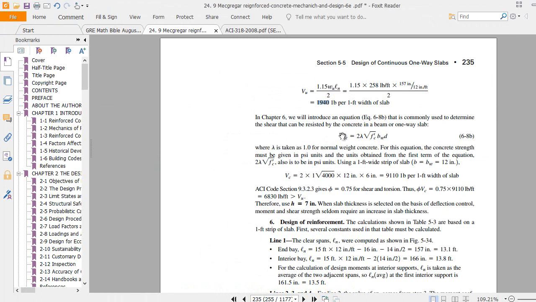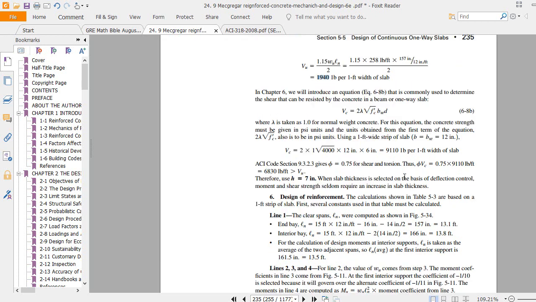This is the ACI criteria: 2 lambda square root of Fc prime times bw d. You know Fc prime is 4000, bw is 12 and d is 6, so just plugging in the values we got 9110, and multiplying this by 0.75 we got 6830, which is well above that Vu value. So that's why the 7-inch slab thickness is okay.